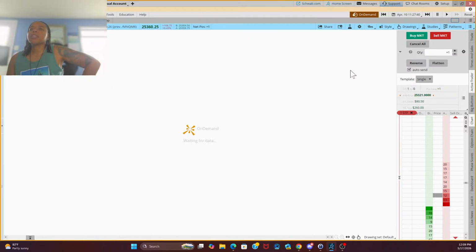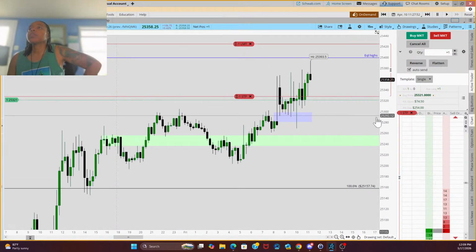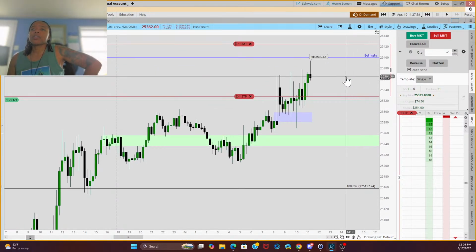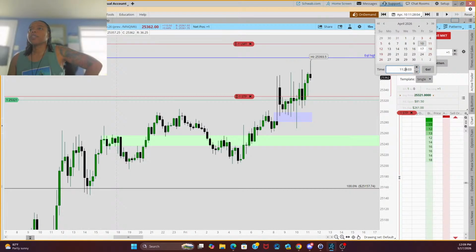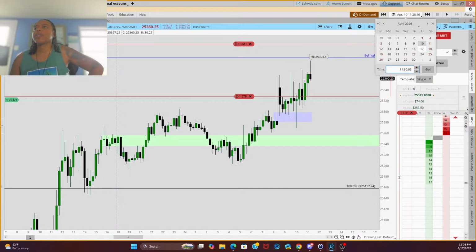Let's look at the 15 minutes. Oof, don't like that 15-minute candle. It's got 3 minutes to close, so let's push it to 11:30. Let's see how we close.